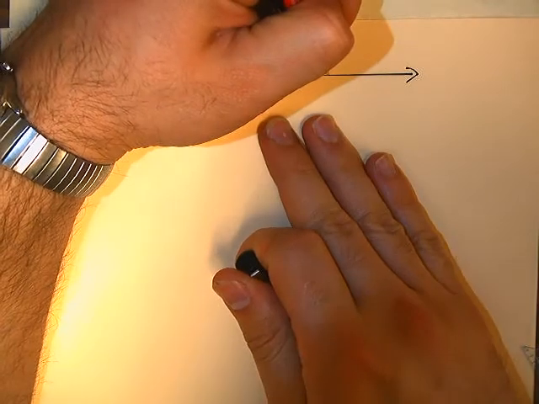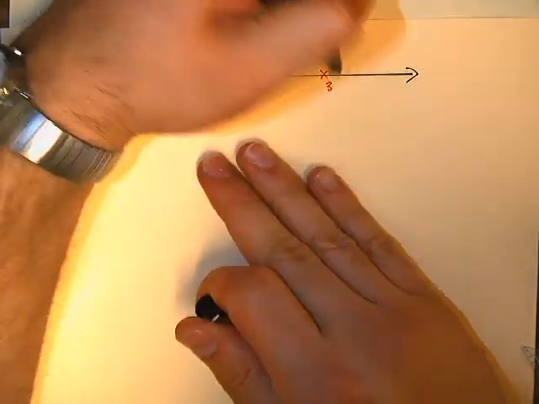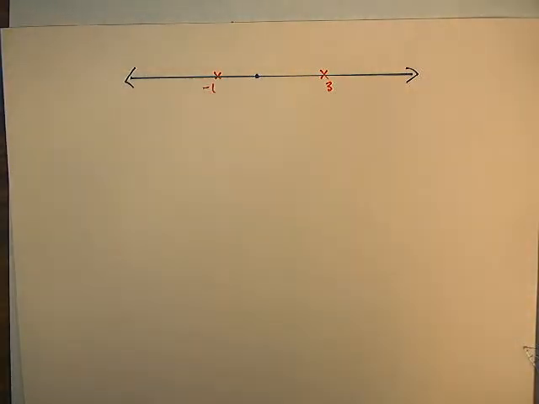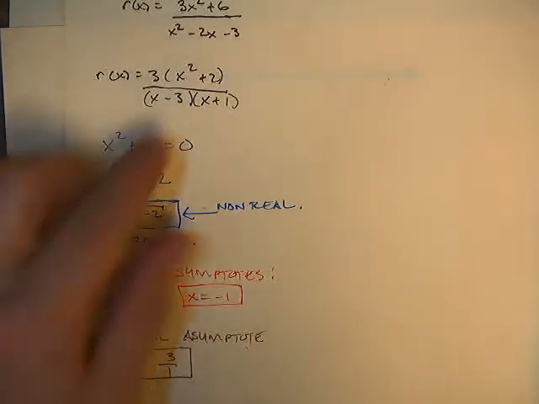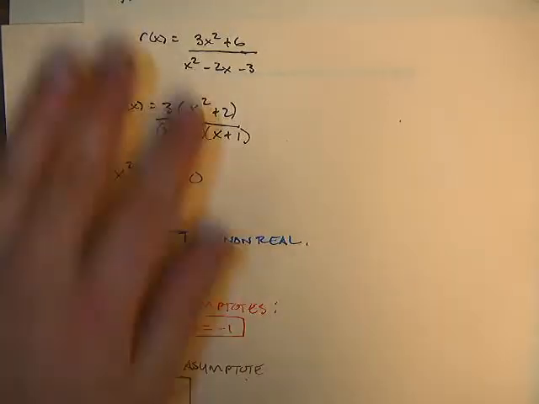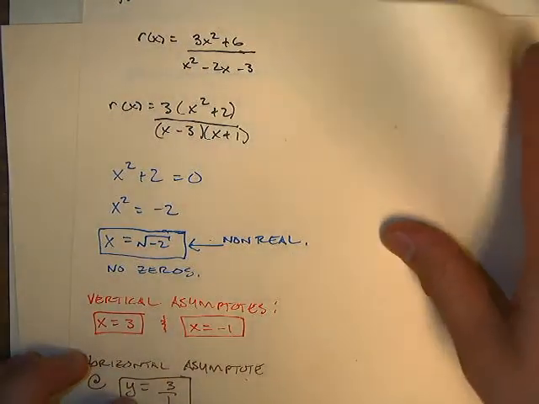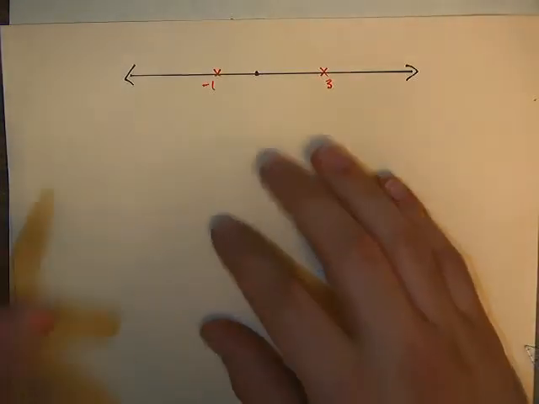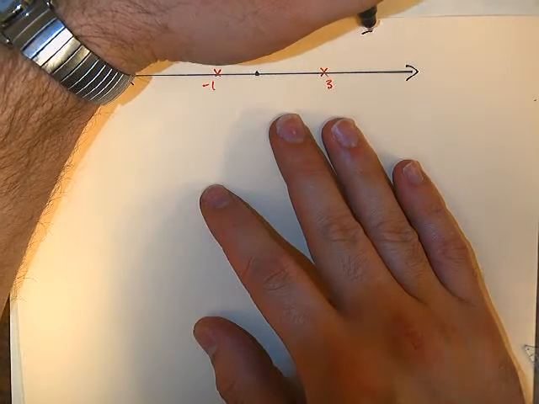So here is my vertical asymptote at 3. Here's my vertical asymptote at -1. I look at the leading coefficients on my graph here. 3 and 2, they're both positive. If they're both positive, that means we start up in the top right-hand side.